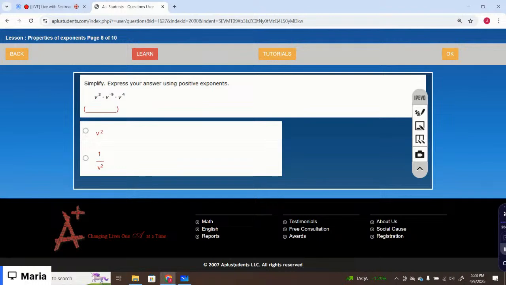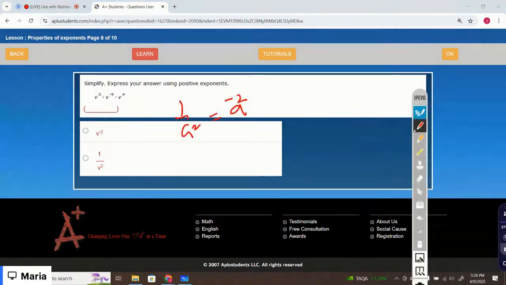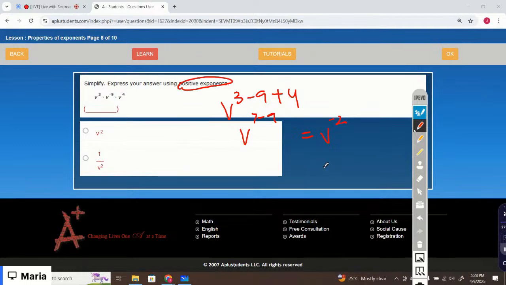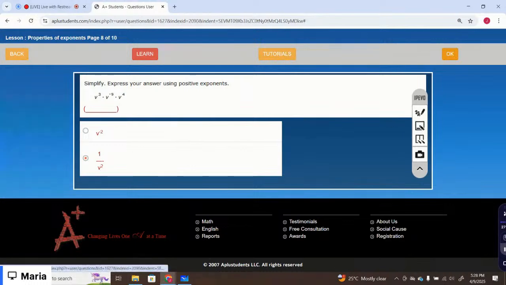Simplify. Express your answer using positive exponent. So when we have the same base with different exponents and they are multiplying, you have to add those exponents. 3 plus 4 is 7 and 7 minus 9 is v exponent negative 2. You need to write the answer as a positive exponent, so you can write it as 1 divided by v squared. Option number 2 is the correct option.